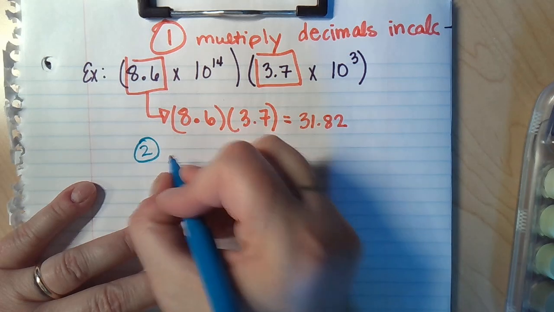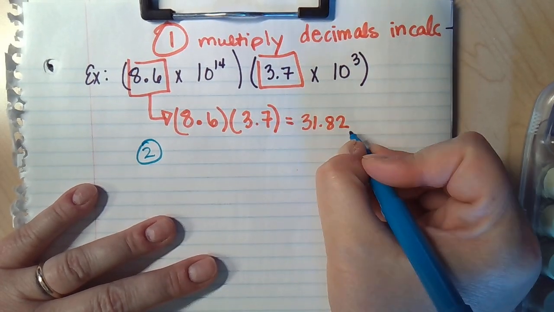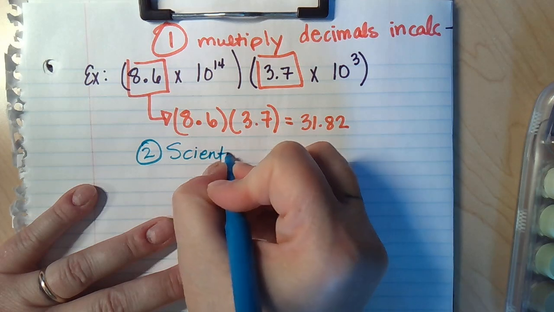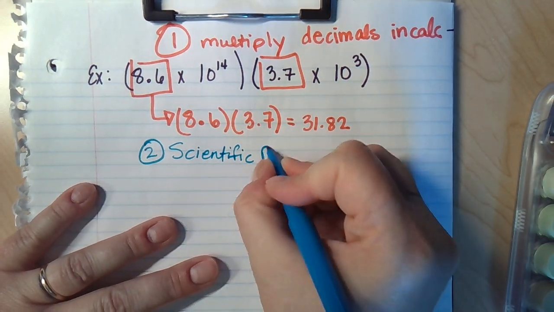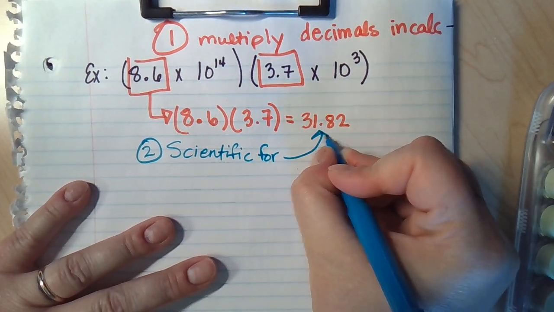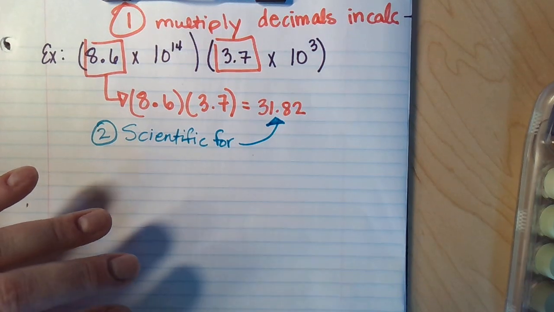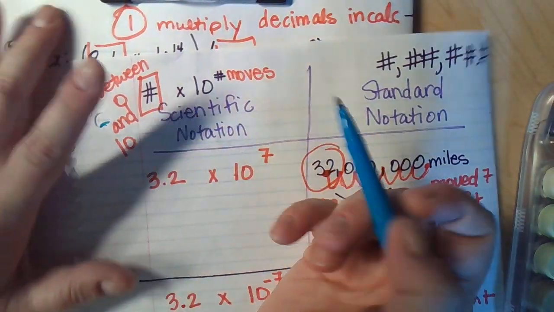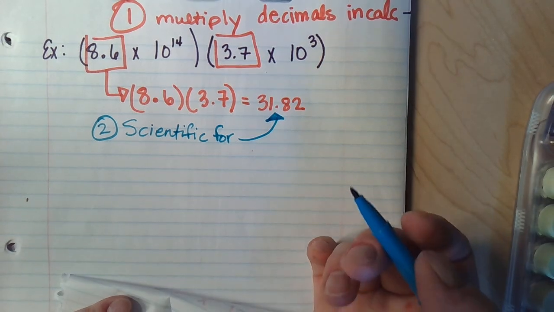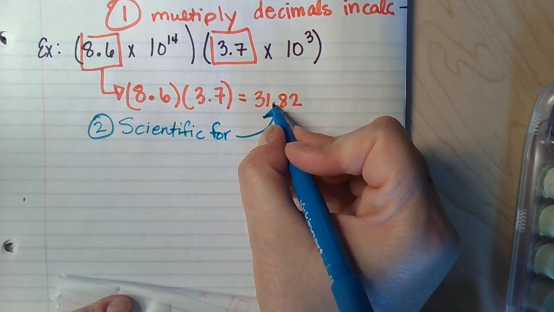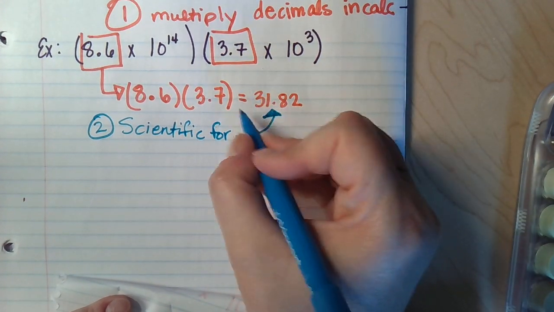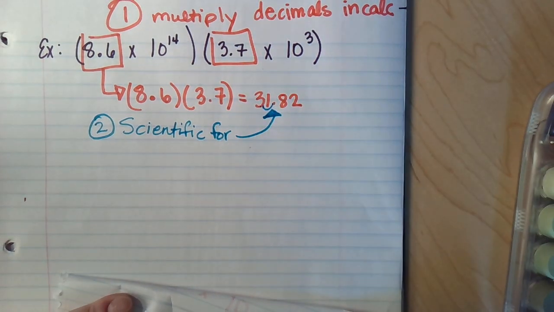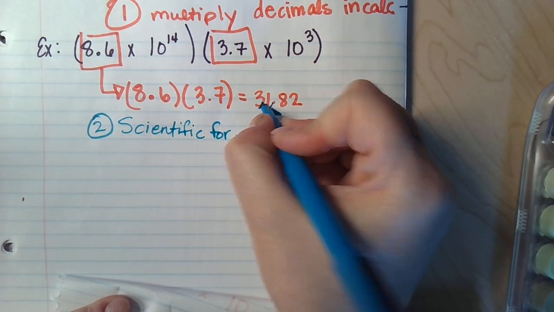is to change that 31.82 into scientific notation. So we need the scientific notation for that 3182. Well, let's see. First, we have to get a number in between 0 and 10. So let's take my decimal. And right now, I have 31. I need that decimal to squish up and move in between that 3 and 1.